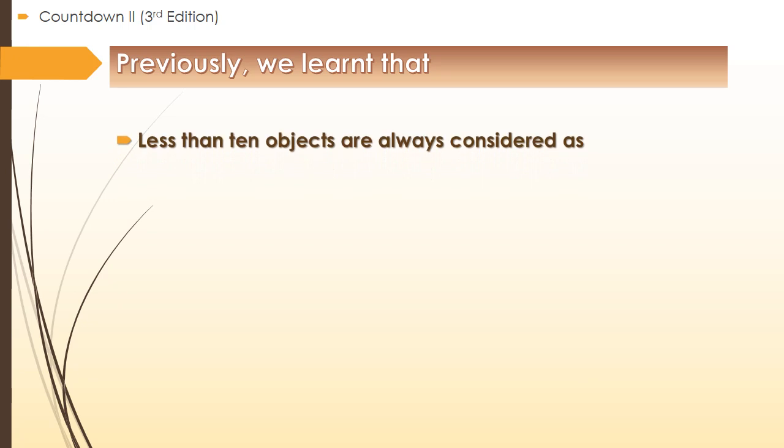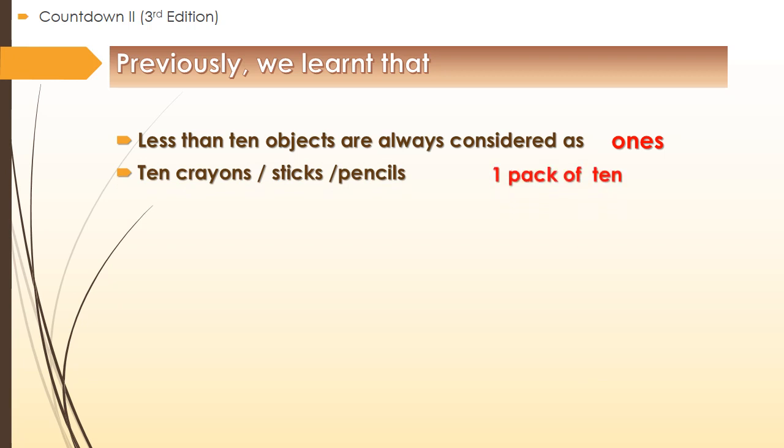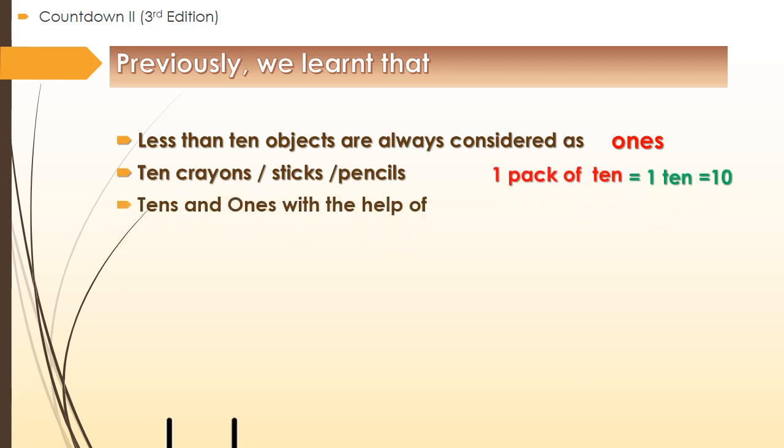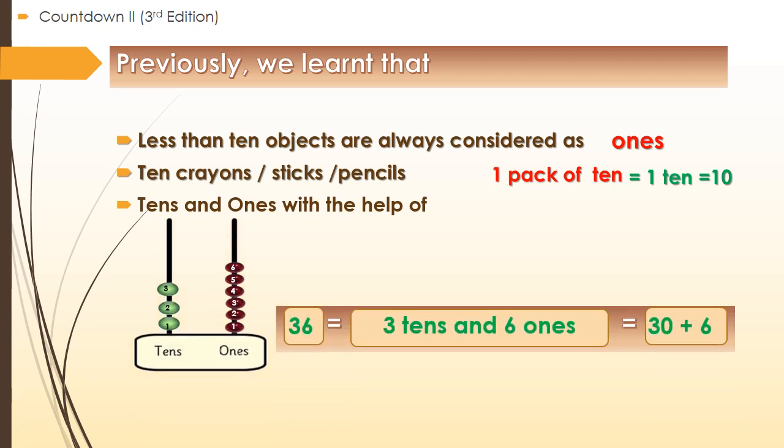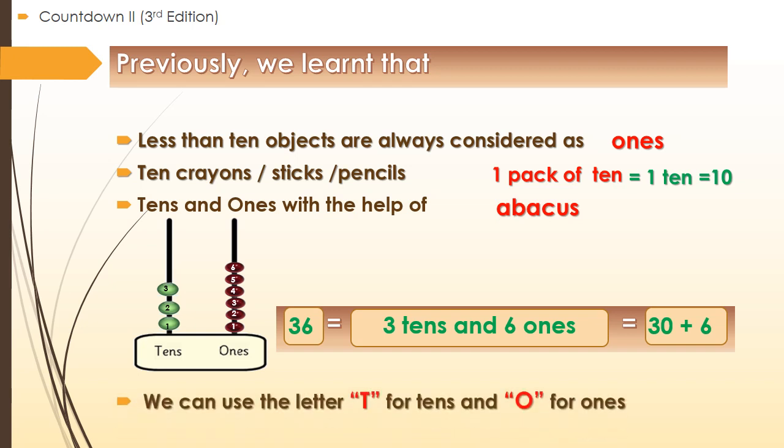You have learned that the objects which are less than 10 are considered as ones, and we can group 10 objects to make one 10. I hope you remember we have also learned to write a number in digits, tens and ones, and according to their face value by using an abacus. I also told you that the letters T and O are used to represent tens and ones respectively.